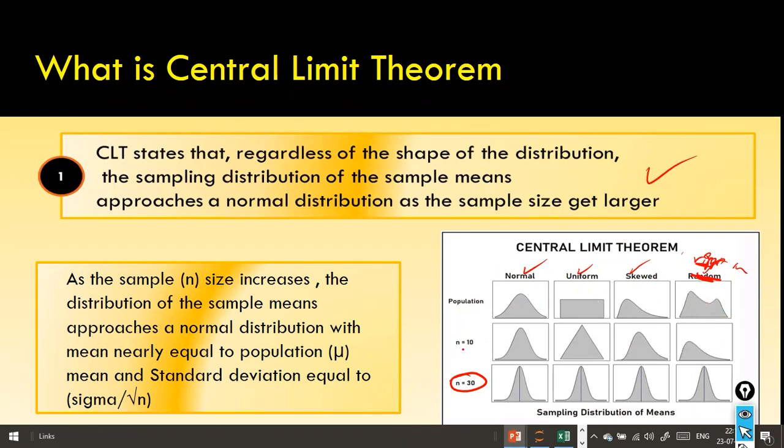But when you draw a sample of 10, irrespective of the shape of your population distribution, you'll find something like this. It is not showing anything good, it's something like a triangle. But when you draw a sample somewhat close to 30, irrespective of the type of your population's distribution, it becomes approximately normally distributed. So how is it possible?